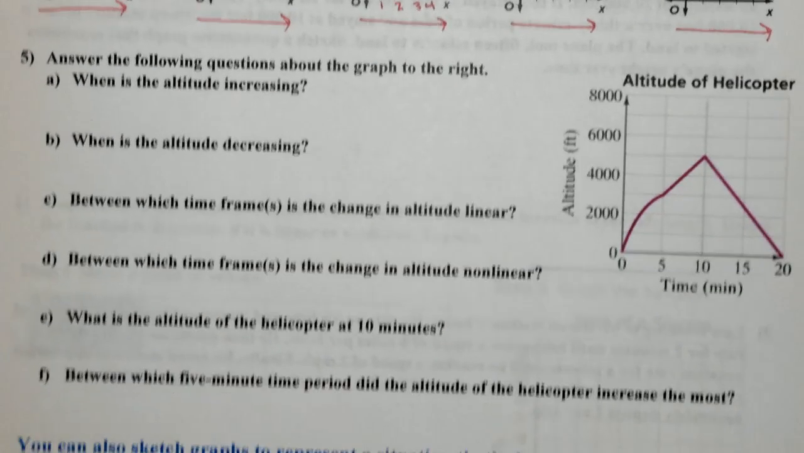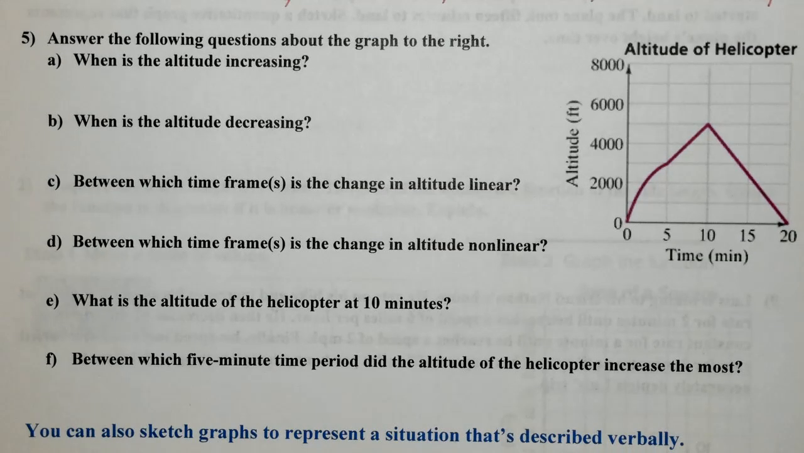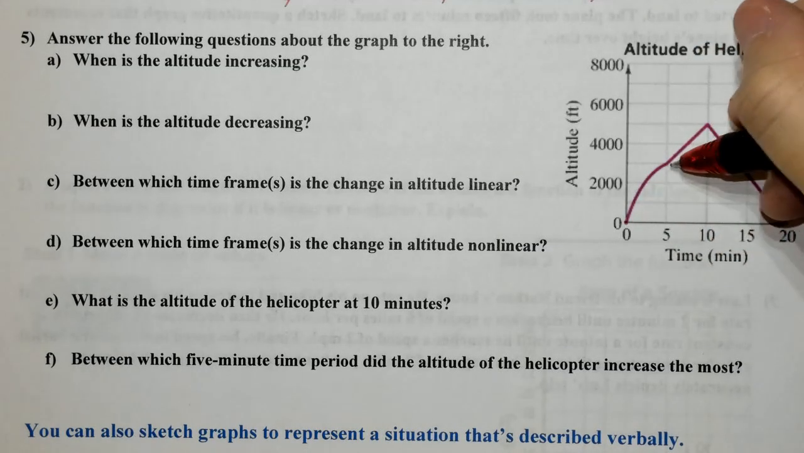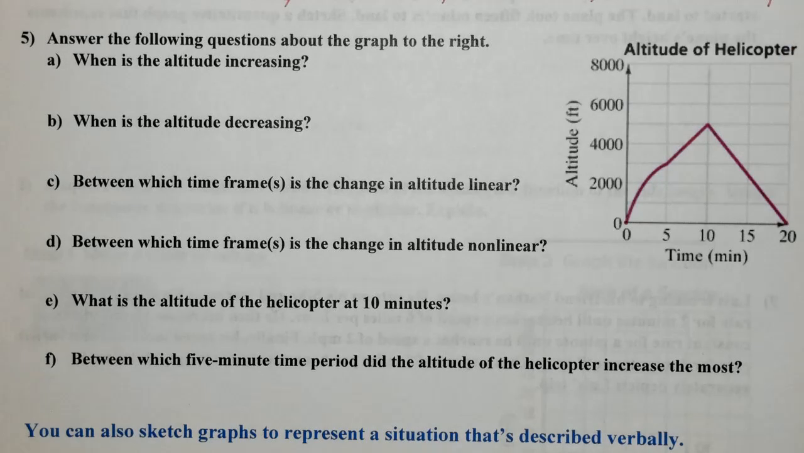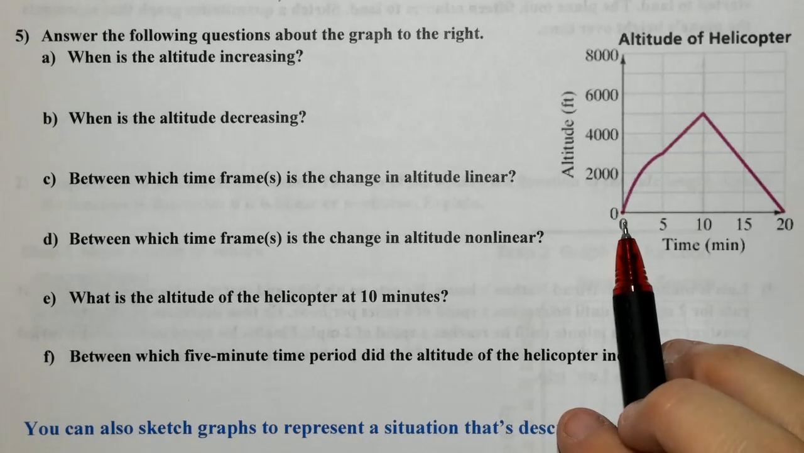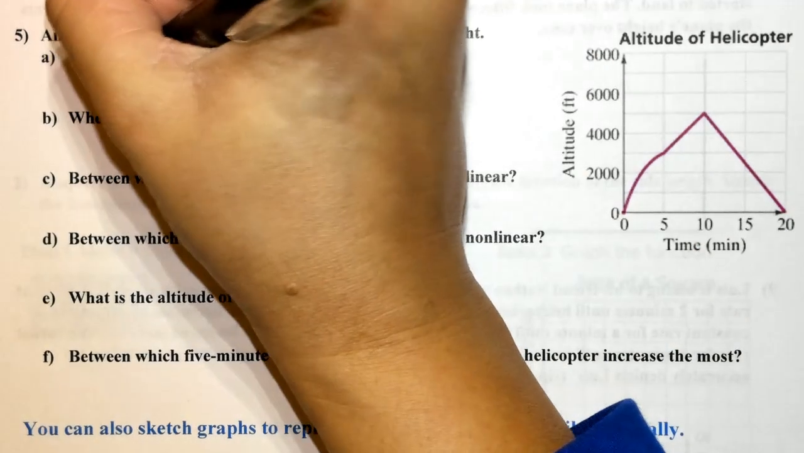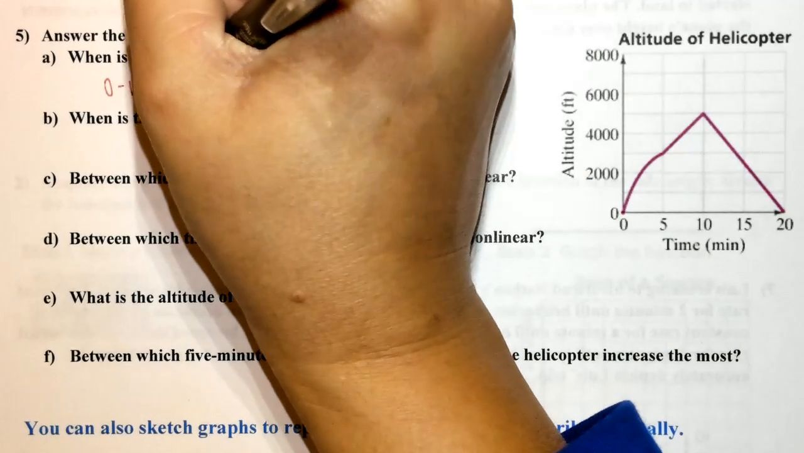Okay, number 5 says answer the following questions about the graph to the right. When is the altitude increasing? Since it says when, that tells us that we're looking for a time. So the altitude is increasing from 0 minutes, it's going up, and then from 5 to 10, it's also going up. So we would say that it's increasing from 0 to 10 minutes. That graph is going up. So 0 to 10 minutes.